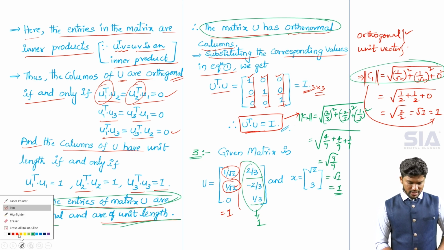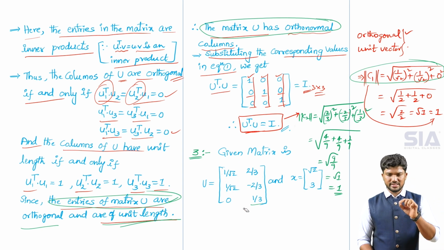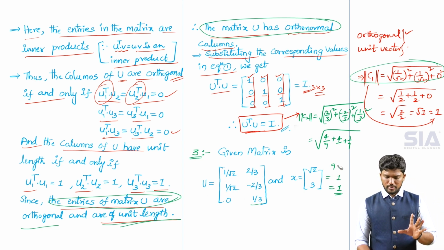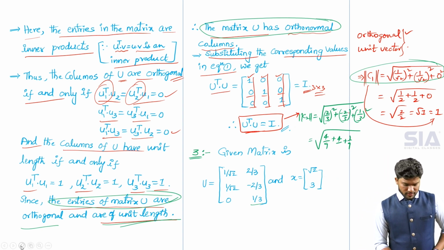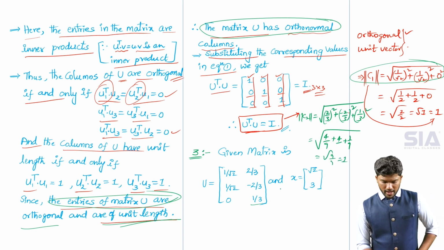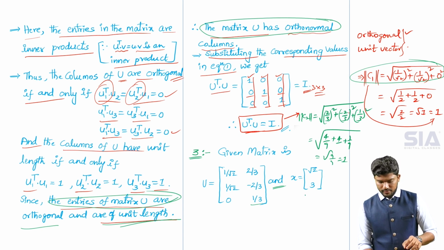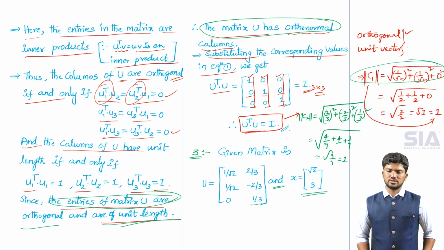So this is the explanation regarding the orthonormal columns. It is not part of your explanation, but for your understanding only I wrote it here. So with this you have the clarity that capital U has orthonormal columns and small x is equal to root 2 and 3.